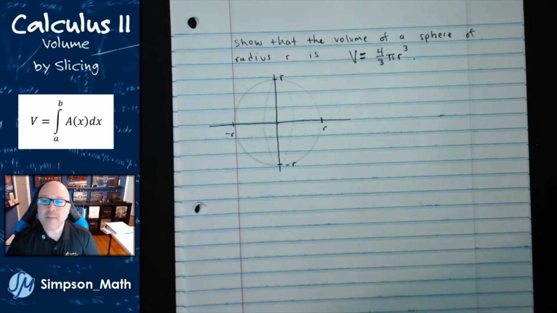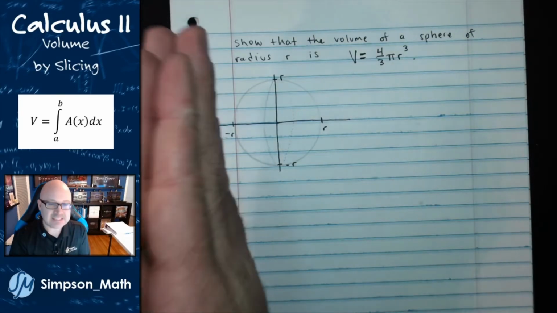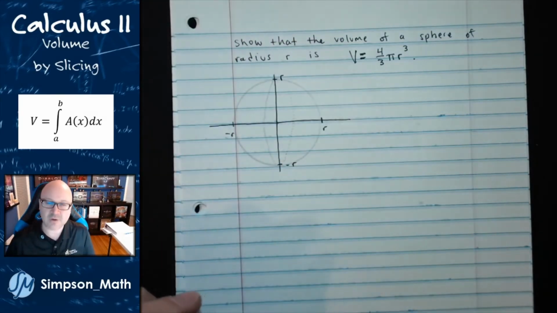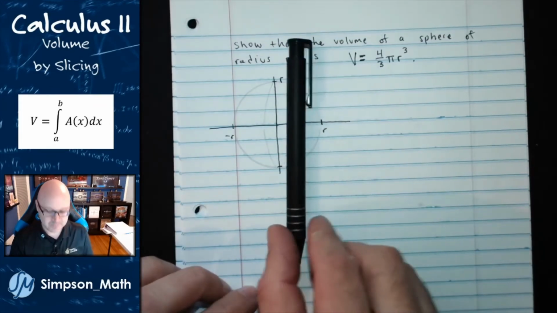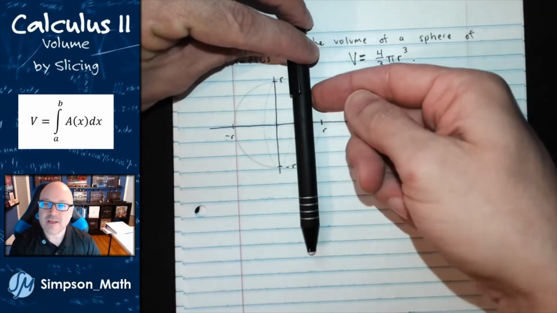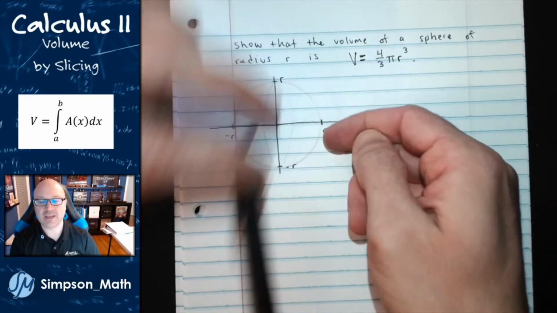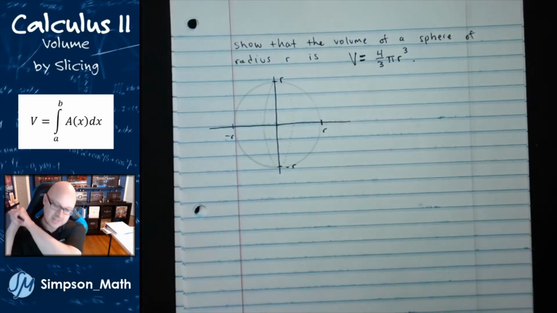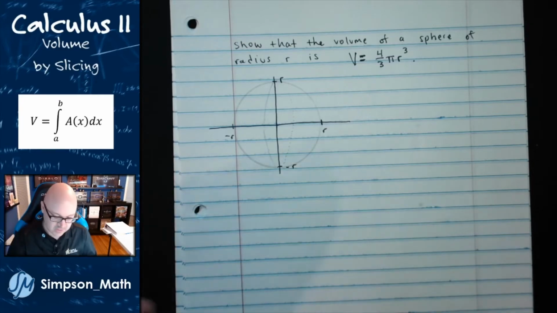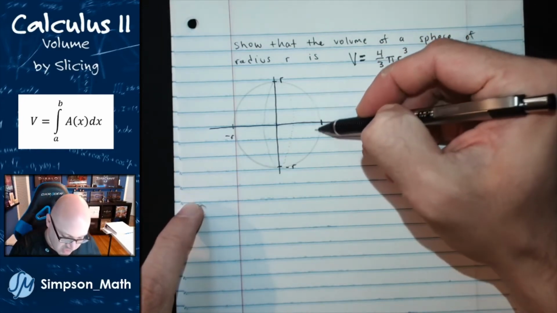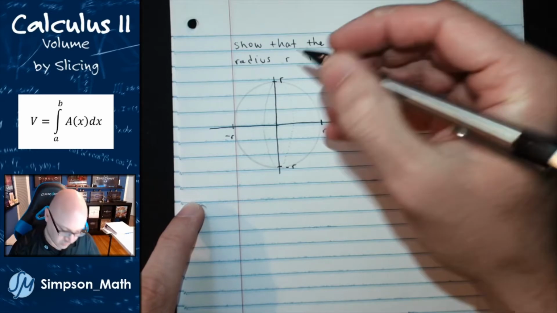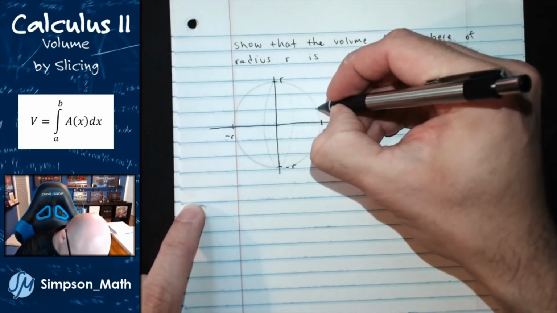But I'm going to use this slicing method. I'm going to go through and slice up this sphere. If I take a two-dimensional plane and start to slice this thing up, let's go vertically. What would those cross sections look like? If I take a plane, like a sword, and slice this thing vertically, what would that partition look like? Well, let's do one here.